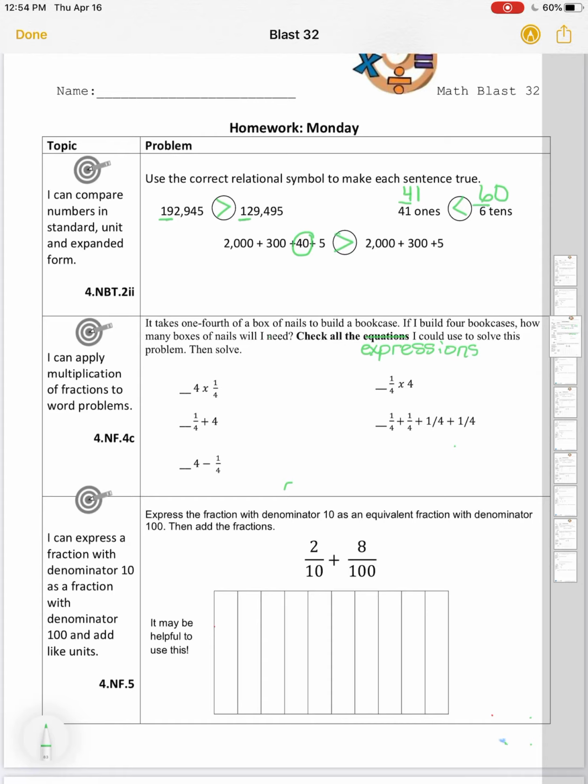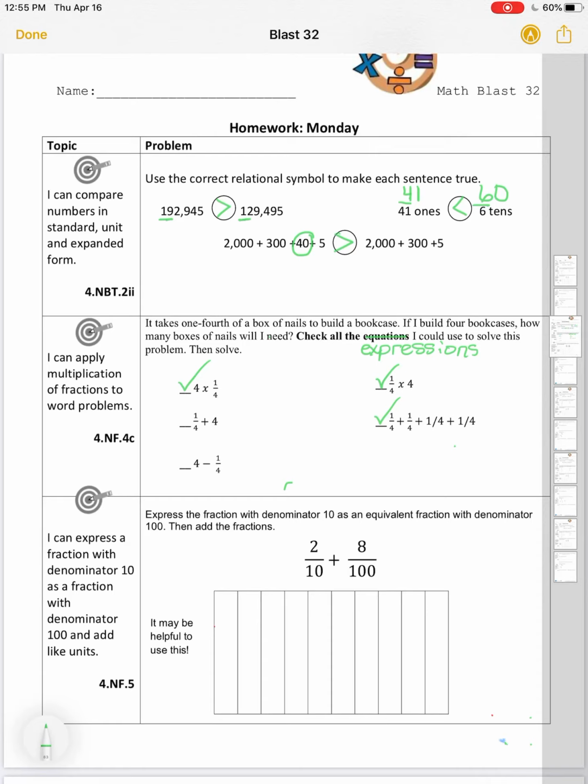Then solve. So if it takes 1/4 of a box of nails to build a bookcase and I'm going to build 4 bookcases, I want 4 groups of 1/4. That would be 4 times 1/4. The commutative property of multiplication lets me know that I can flip those factors and get the same product. So 1/4 times 4 also works. I also know that multiplication can be represented as repeated addition. So 4 groups of 1/4 is the same thing as 1/4 plus 1/4 plus 1/4 plus 1/4.